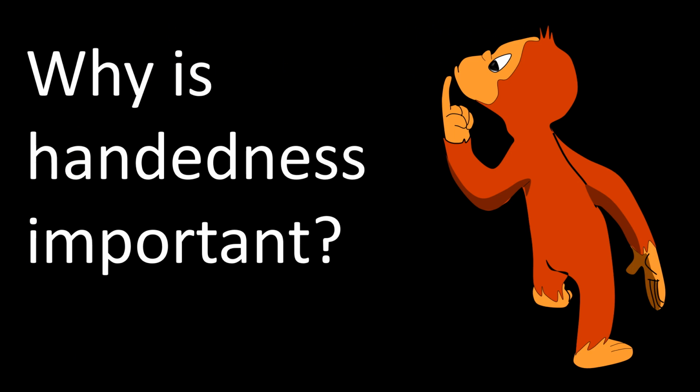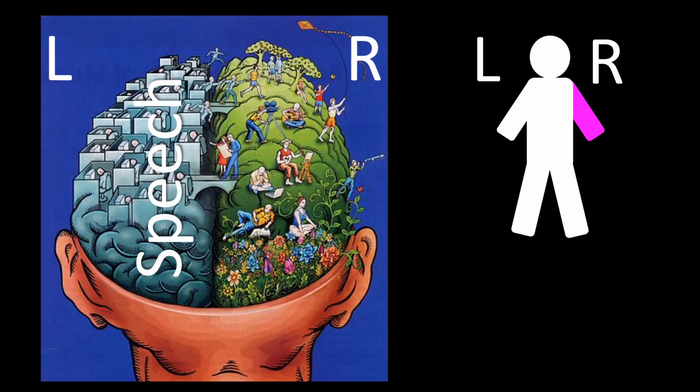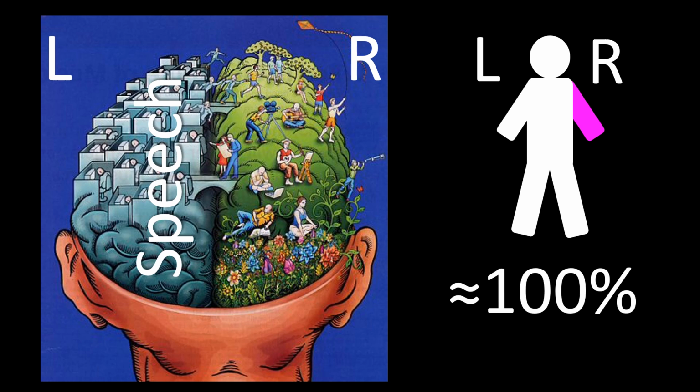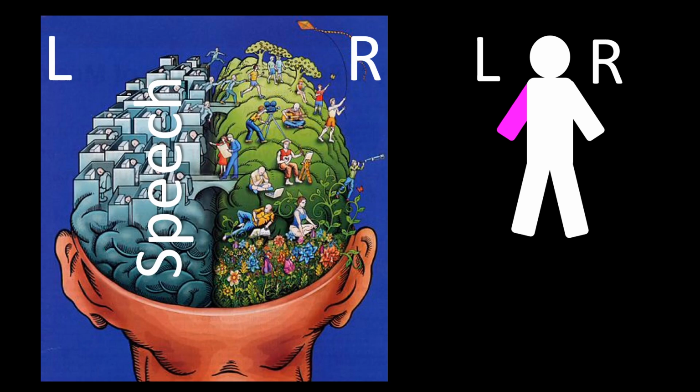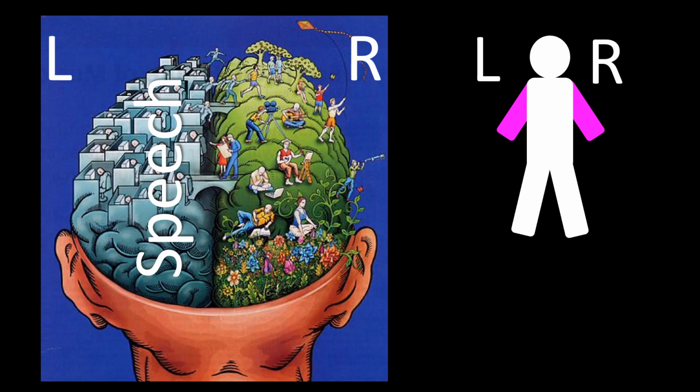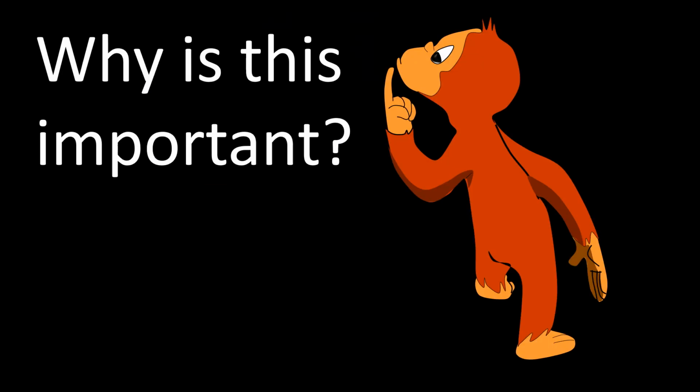Why is handedness important in neurology? Well, if you have a right-handed patient, speech will be localized to the left hemisphere in about 100% of cases. If we have a left-handed patient, speech will be localized to the left hemisphere in about 70% of the cases. If we have an ambidextrous person, speech will be localized to the left hemisphere in about 70% of the cases. Why is this important?